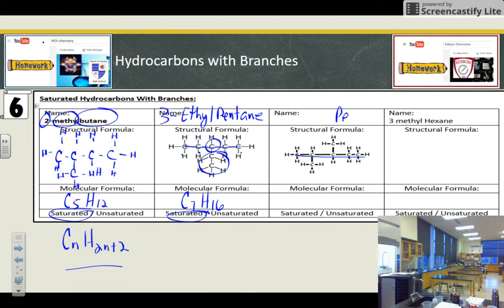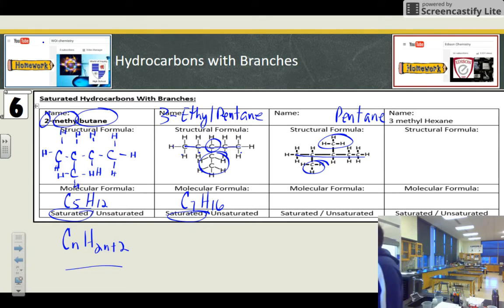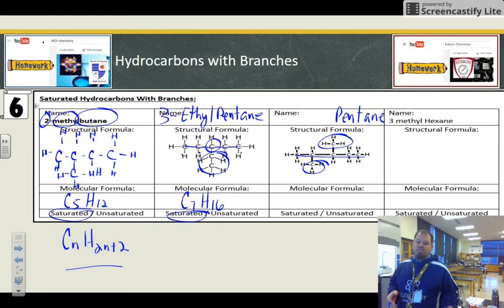5 carbons is a pent. They are all single bonded. I don't see any double bonds in there to mess with me, but I have these 2 side chains. Each side chain is a meth. Meth becomes an yl, but how do I tell you that there's 2? This wasn't on the previous page. So I need to use a prefix to tell me that there's 2 of them. So I use di and tri in organic chemistry. So I have a dimethyl here. 2 methyls is a dimethyl.